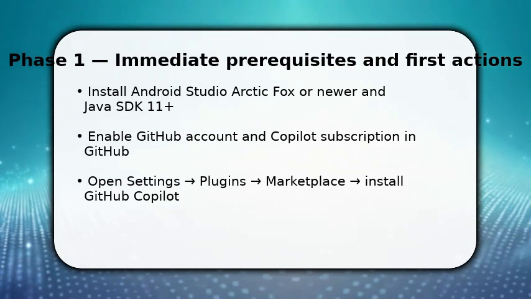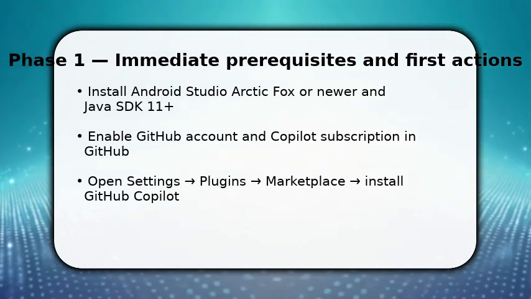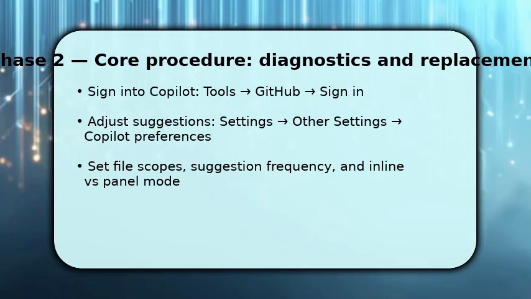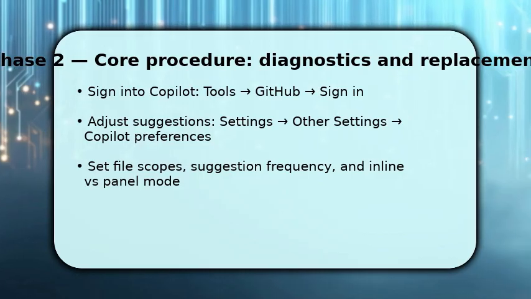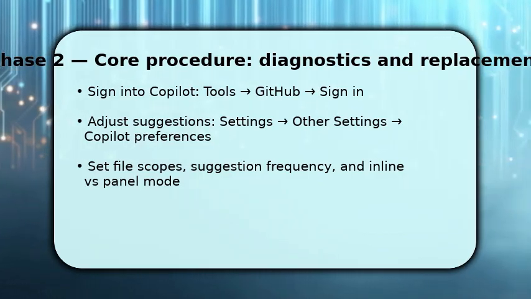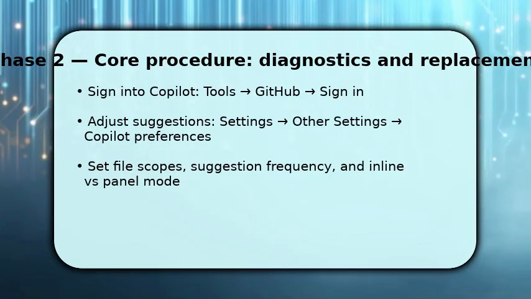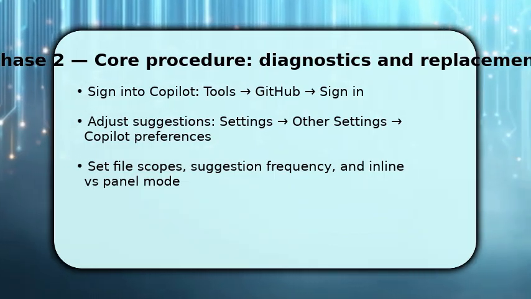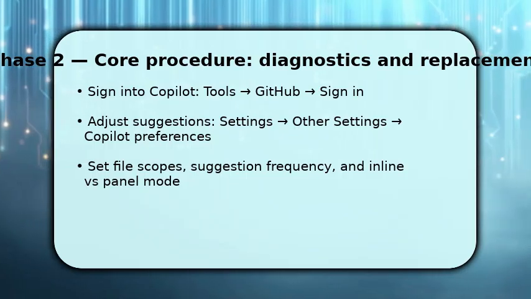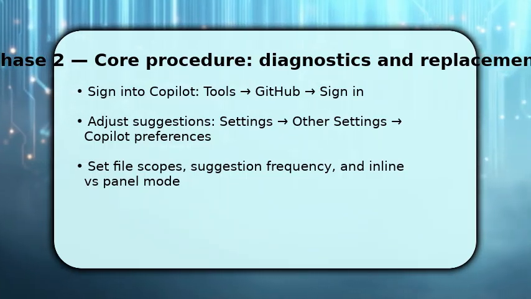Now you configure behavior so suggestions match Android development. Open Tools, sign into GitHub if prompted, and confirm Copilot is active. Then go to Settings, then Other Settings, then GitHub Copilot, and tune suggestion frequency, inline completions versus panel, and repository scopes. This reduces noise.